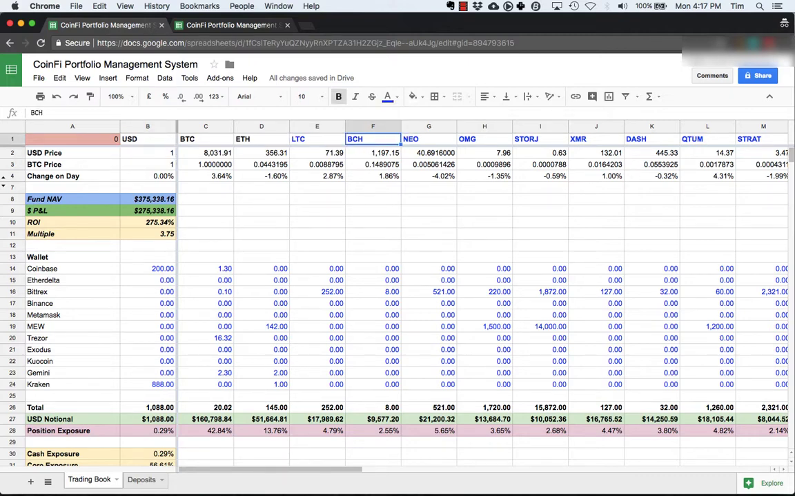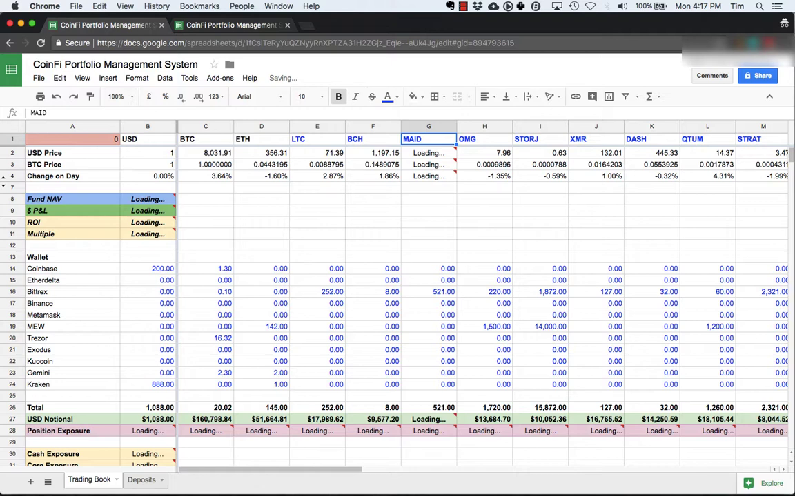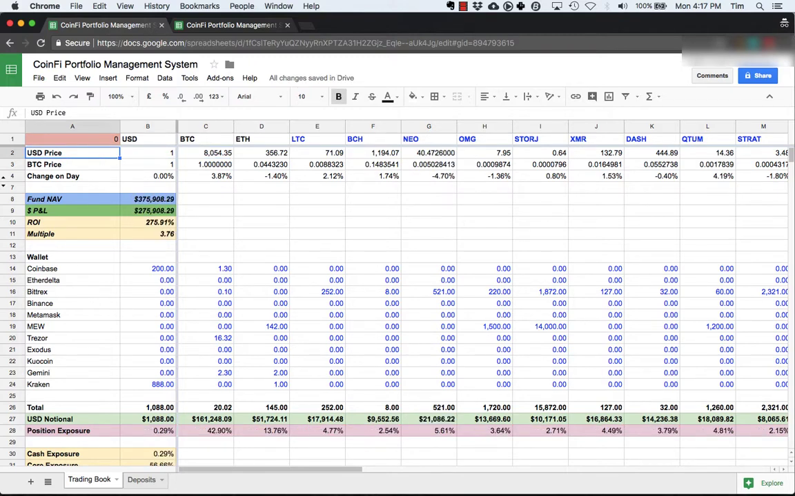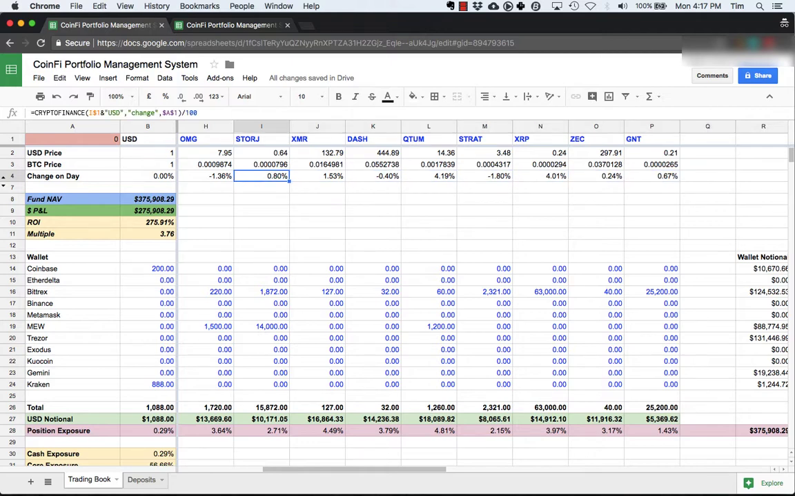So these are different tickers. So if you actually owned, say, something like Maker instead of Neo, you change that, and it'll automatically calculate the price and then also calculate the change on the day as well. So over here, this is the US dollar price of say Bitcoin, this is the Bitcoin price, this is how much it's up or down a day. So even glancing at this row, you can quickly see which of your coins are making or losing money.